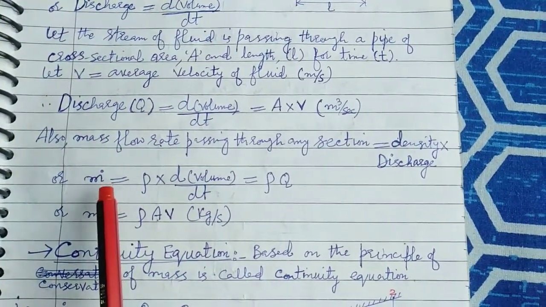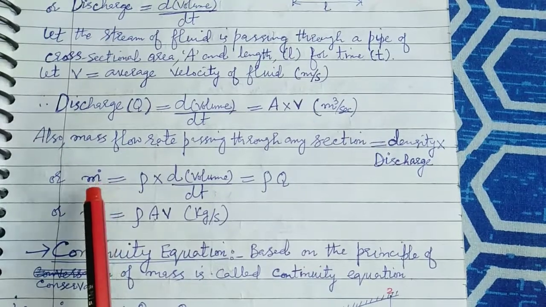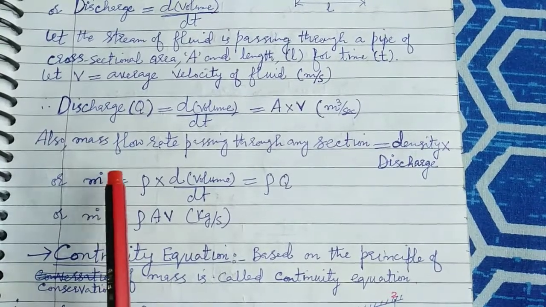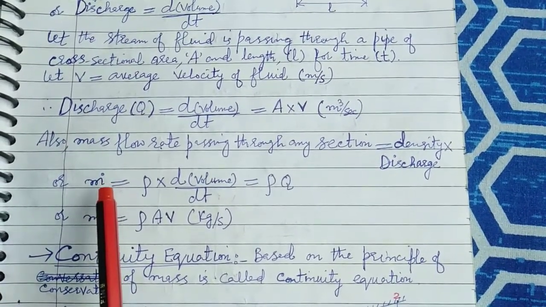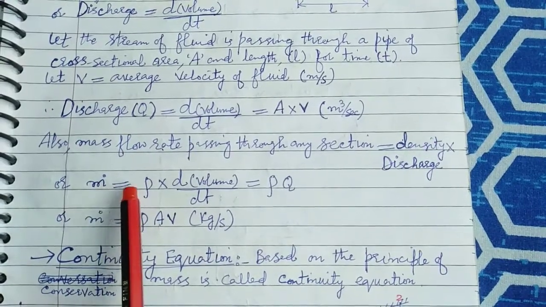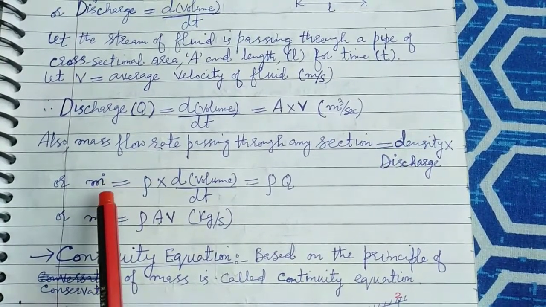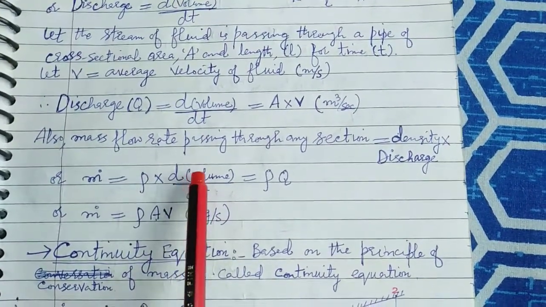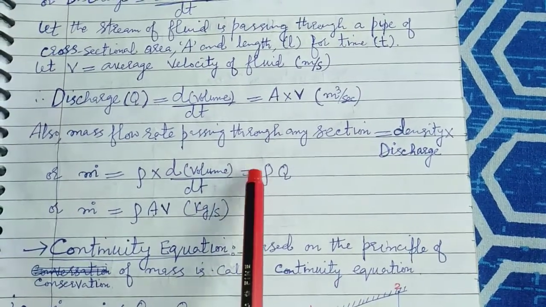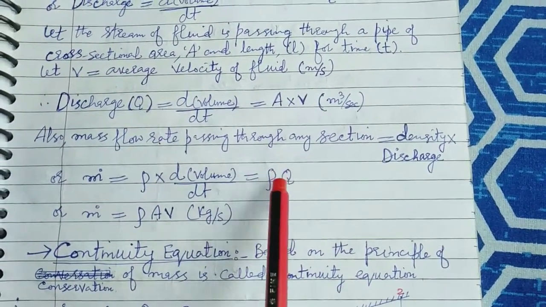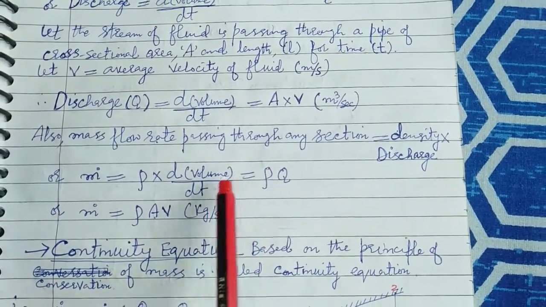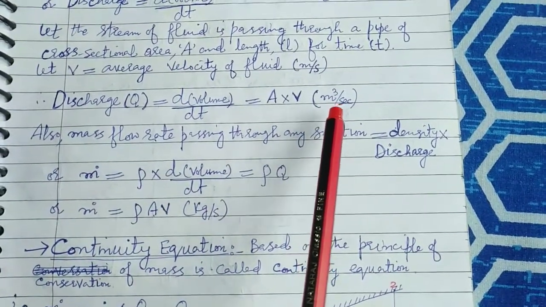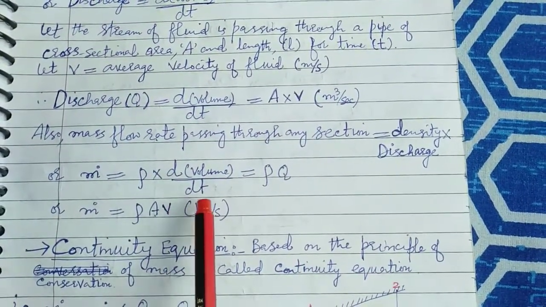Okay. So if it is at inlet 1, it will be represented by m1 dot, and if it is at inlet 2, it is represented by m2 dot. So m dot represents mass flow rate, and simple m represents mass. Mass flow rate is equal to density into volume flow rate, that is the discharge. So finally we can say that mass flow rate is equal to density into discharge, that is rho into Q. Rho is the density of the fluid, and the unit of mass flow rate will be kg per second, just like the unit of the discharge is cubic meter per second.